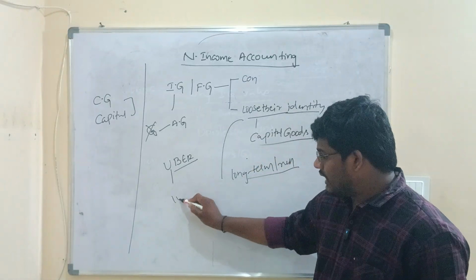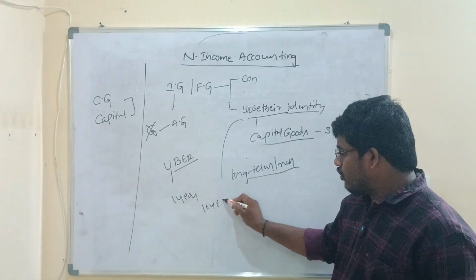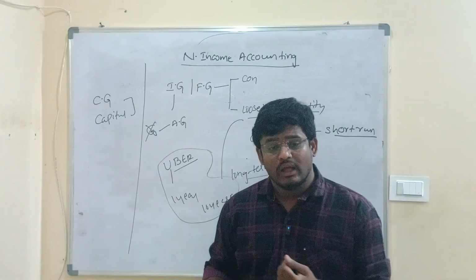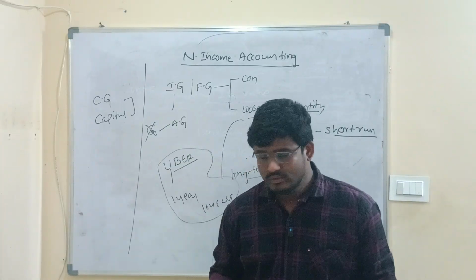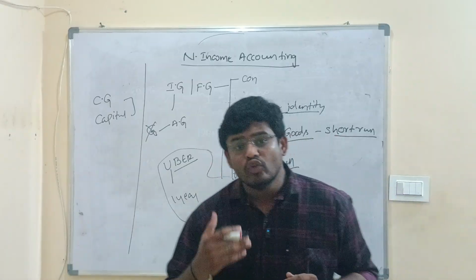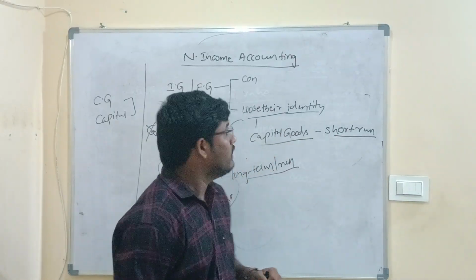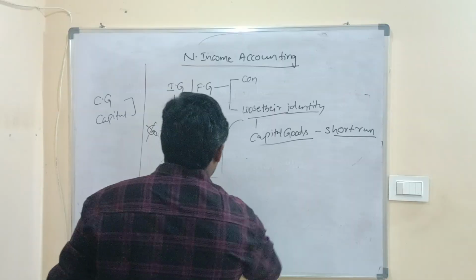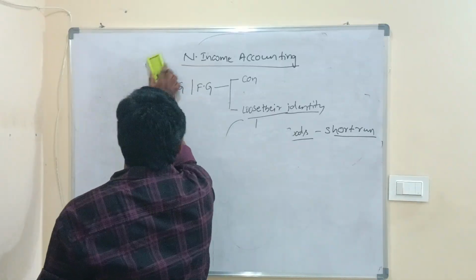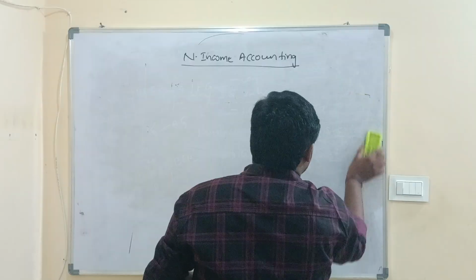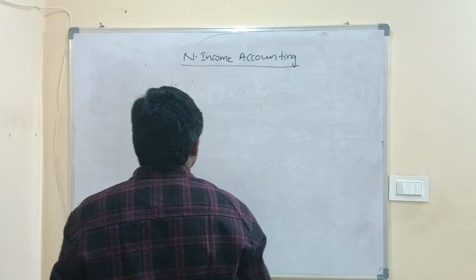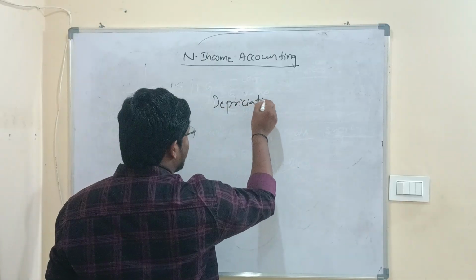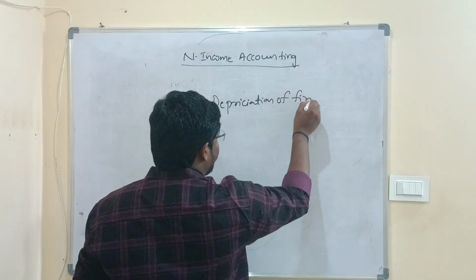But if you take it after 1 year or after 10 years, over a period of time this Uber car which you used for coming to class and returning home loses its identity. That is where we are going to discuss one important concept connected to the losing of identity of capital goods in the long run. We call this concept depreciation of fixed capital.